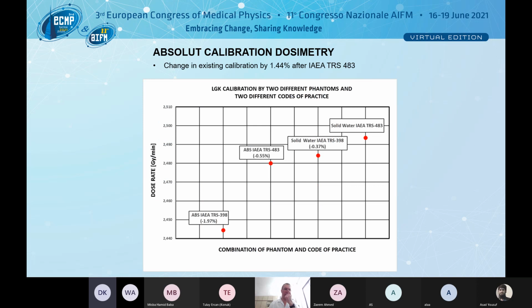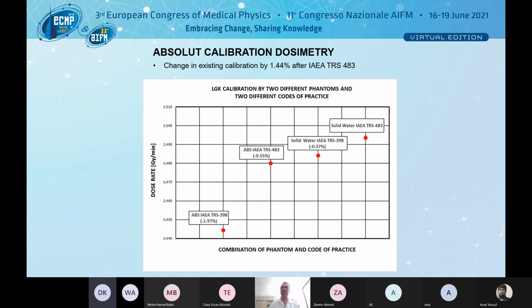This is just showing my results. I had to recalibrate when we were upgrading because I knew that my audit would be done by people who are already using the new recommendations. So I think in 2019 we changed to and followed this new protocol. And since I have both phantoms, I actually did this. I thought it might be interesting. I did like 4 different combinations.